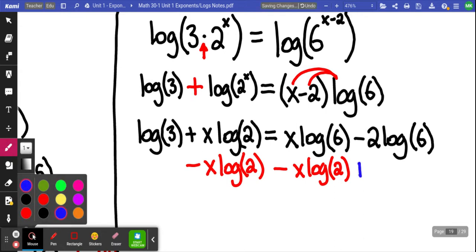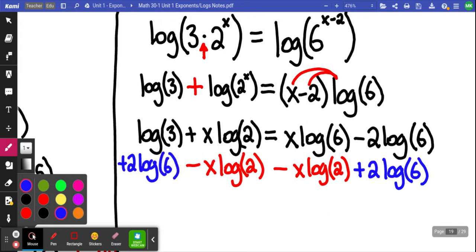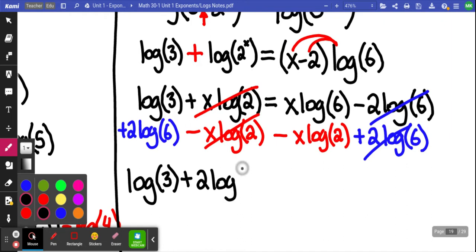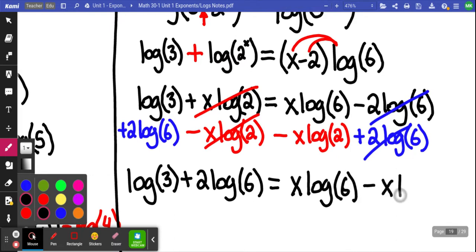I'll try to do them in different colors so you can see the two different maneuvers I'm doing. So on the left-hand side, these would cancel out. On the right-hand side, those would cancel out. Right? Because I'm moving it. It should look like this. Log 3 plus 2 log 6 equals x log 6 minus x log 2.